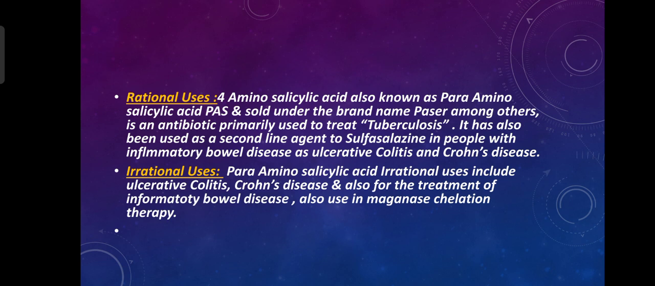Now the rational use and the irrational use. 4-amino salicylic acid, also known as para-amino salicylic acid PAS, sold under the brand name PASER among others, is an antibiotic primarily used to treat tuberculosis. It has also been used as a second-line agent to sulfasalazine in people with inflammatory bowel disease, ulcerative colitis and Crohn's disease. Irrational use includes ulcerative colitis, Crohn's disease, and also the treatment of inflammatory bowel disease. Also used in magnesium chelating therapy.